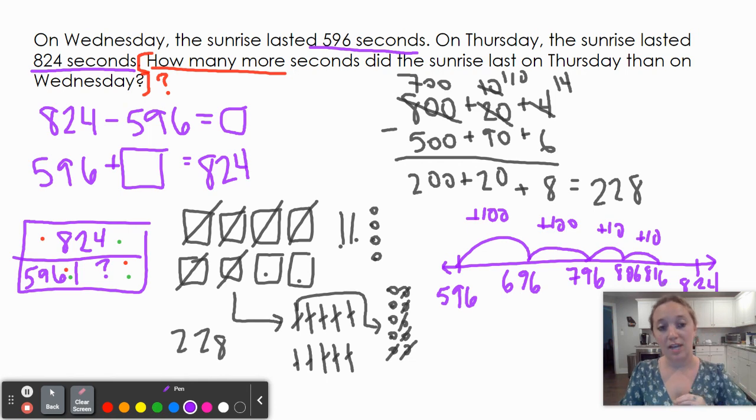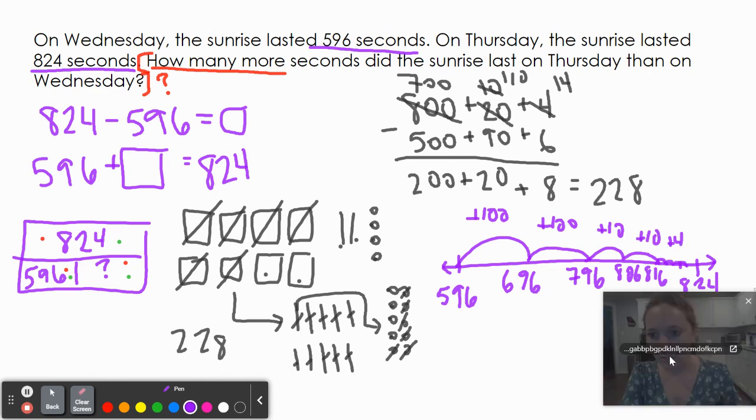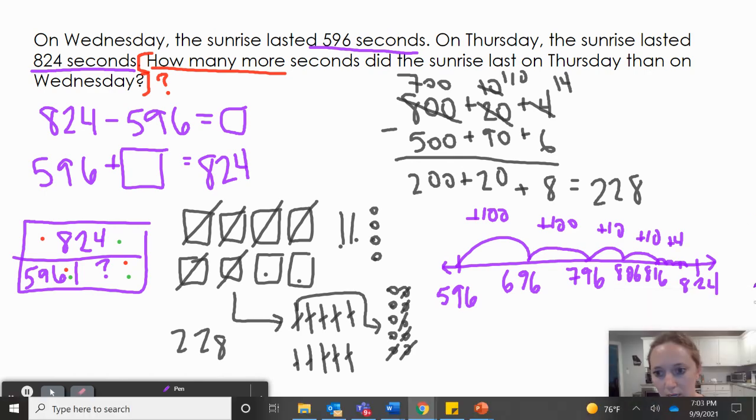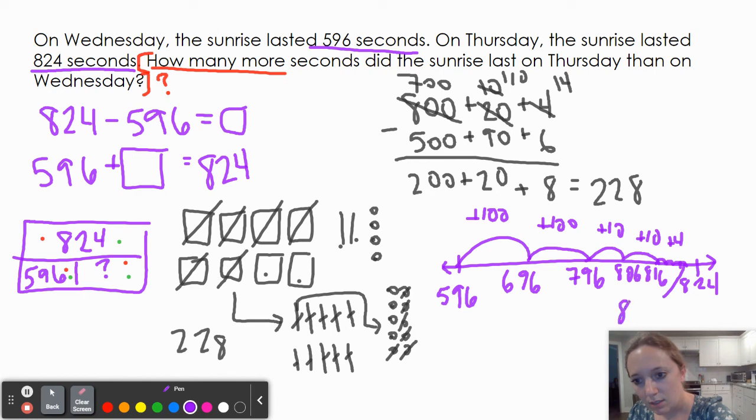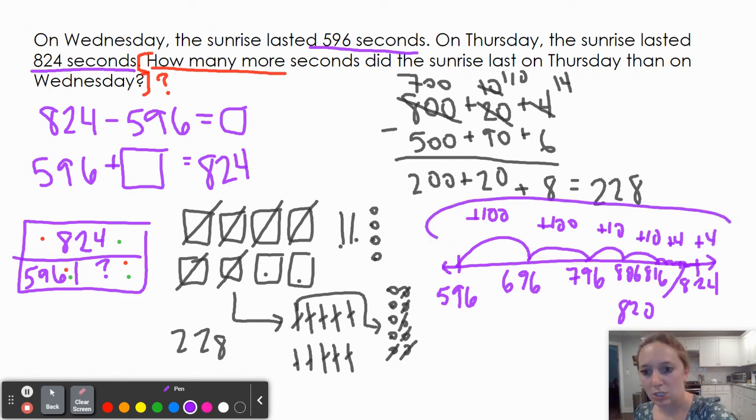So now I'm going to go to adding ones. 816 to 820, I'm going to find a friendly number. 1, 2, 3, 4. That would be 820. And then plus another 4 would get me to 824. So now I just have to add up all my jumps. I'm going to skip count: 100, 200, 210, 220, 224, 228. So again, it matches.